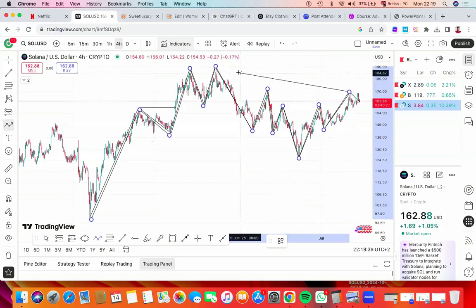So we can see that this market in the higher time frame is still very bearish. You know why? It's still very bearish because we haven't broken this structure, this upper one.